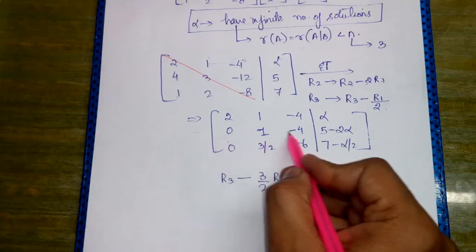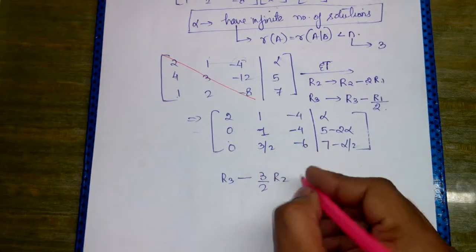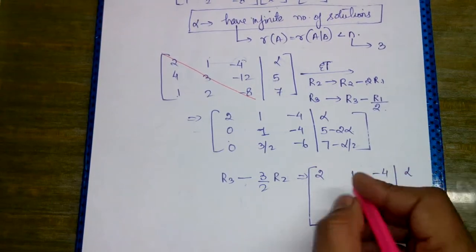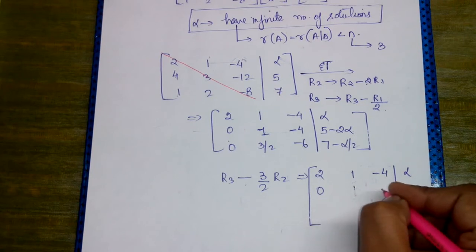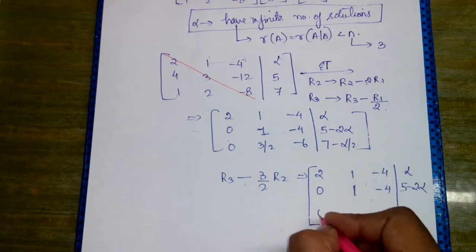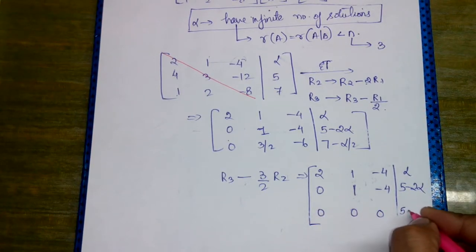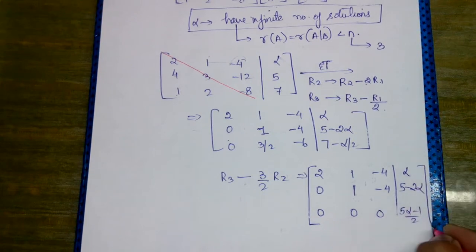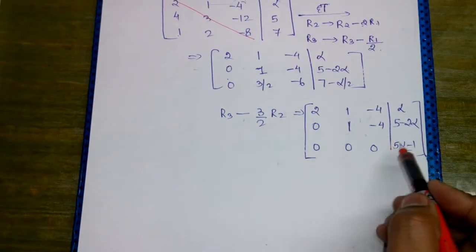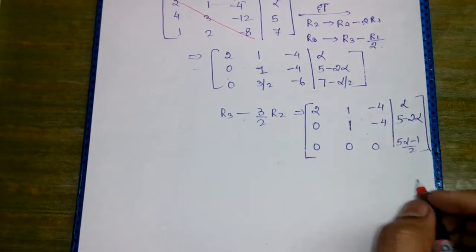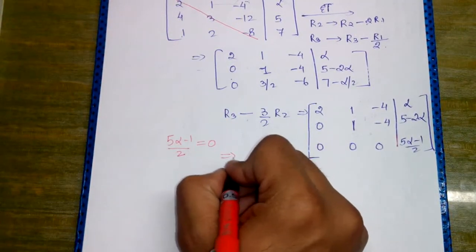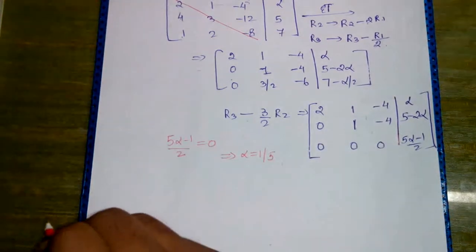We multiplied R2 by 3 by 2 and then subtract it from R3. So this gives 2, 1, minus 4, alpha; 0, 1, minus 4, 5 minus 2 alpha; and 0, 0, 0, 5 alpha minus 1 upon 2. Now we see that this row will be entirely 0 when this value is also equal to 0. So if 5 alpha minus 1 upon 2 becomes 0, then from here alpha is equal to 1 upon 5.